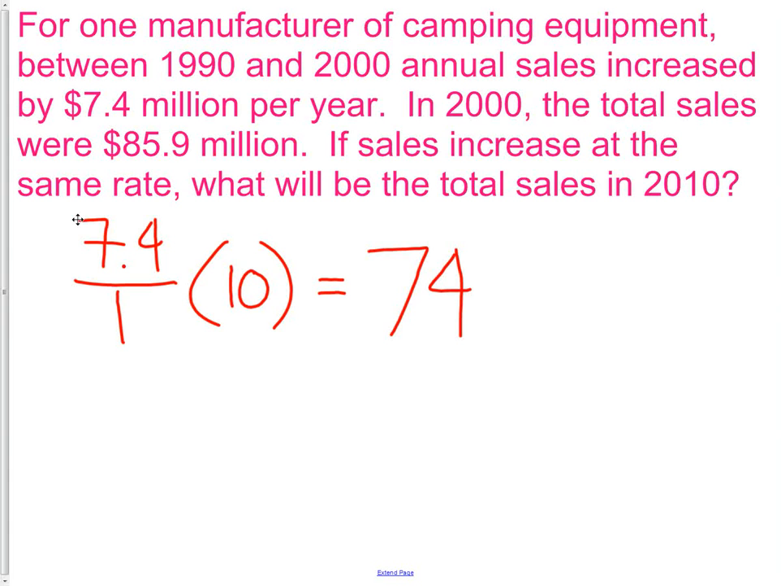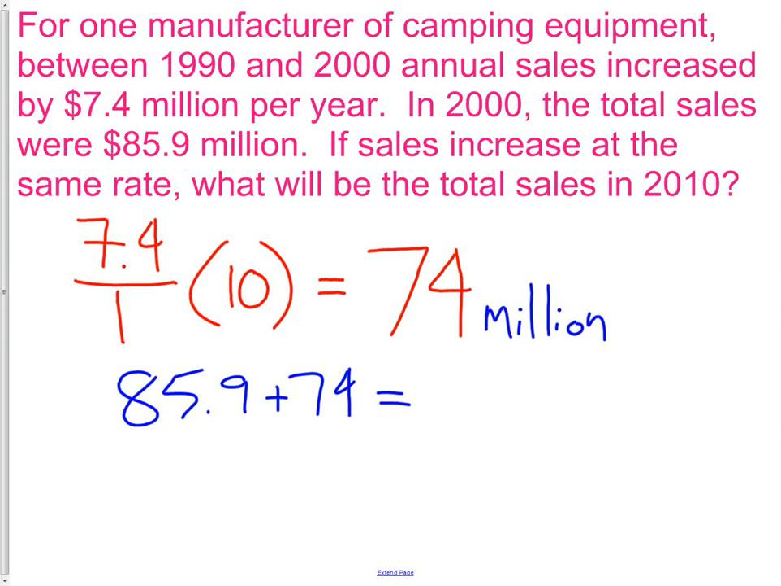Now the question asks for the total sales. What we need to do then is take the total in 2000, which was 85.9 million, and add the amount by which it's going to grow to get to our final total of 159.9 million. We now have the total sales for 2010. That is just one quick example of how we can use rate of change.